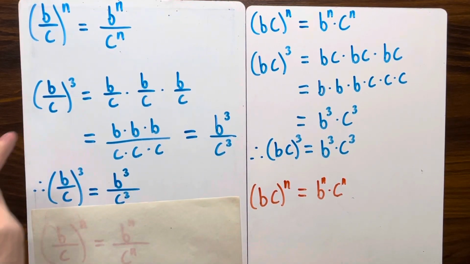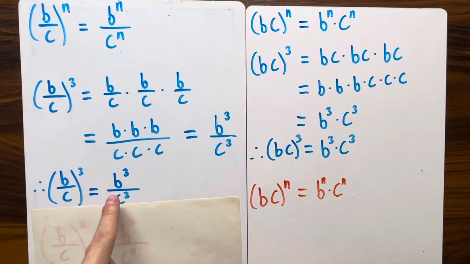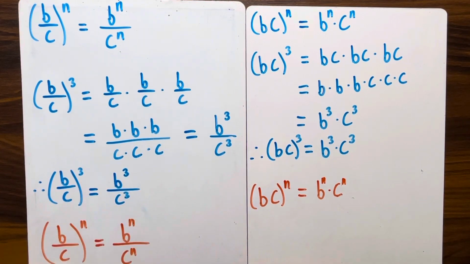So we have just shown that b divided by c to the third power is the same thing as b to the third power divided by c to the third power. So in general, we can see that (b divided by c) to the n is just equal to b to the n divided by c to the n. So the n can just distribute in to each of the quotients.